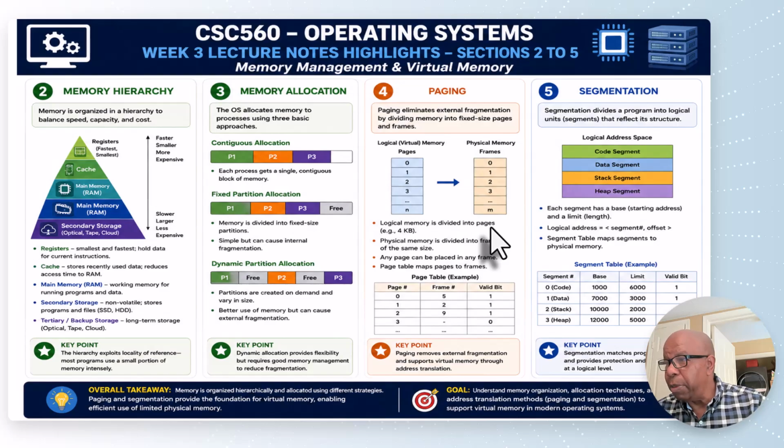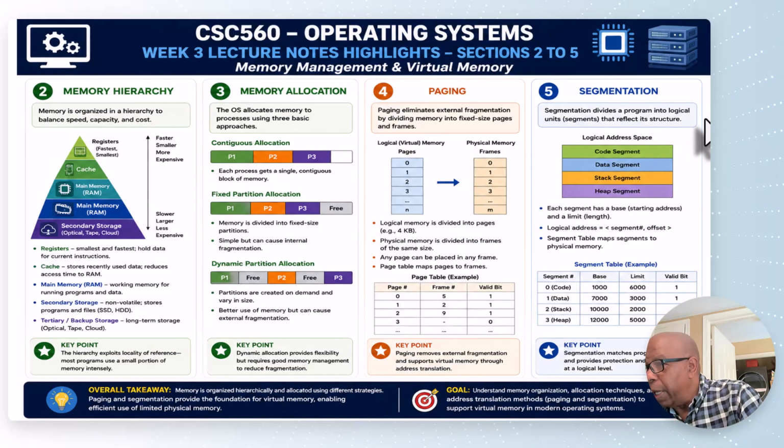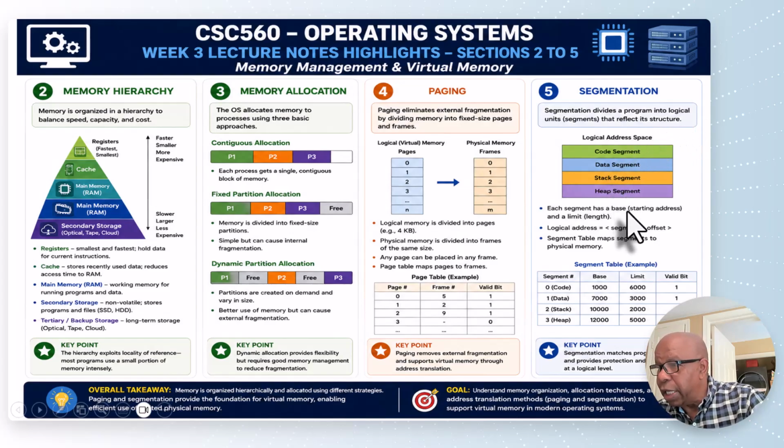Okay, segmentation. Segmentation divides a program into logical units or segments that reflect its structure. We can have code segments, data segments, stack segments, heap segments. It's logical address space. Each segment has a base or starting address and a limit, the length of that particular segment. The logical address is the segment number and the offset into that segment.